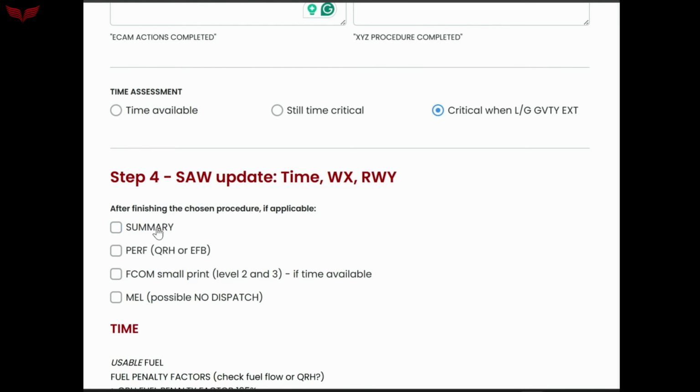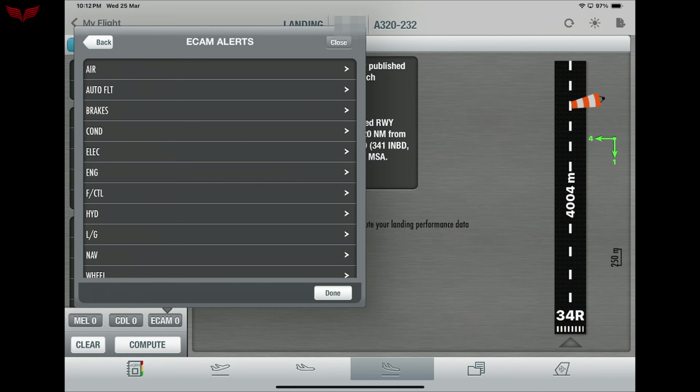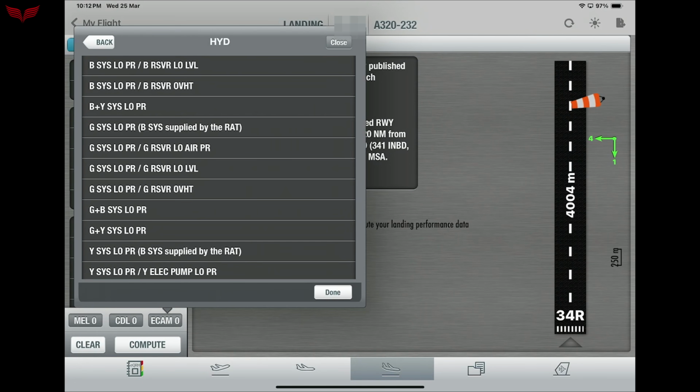Step 4, situational awareness update. Time, weather, and runway. If you do your homework properly at this very stage, everything else is going to be easy. Do we have a summary? No, we don't have a summary for this situation. We need to do performance. So let's do the performance with the FlySmart software.